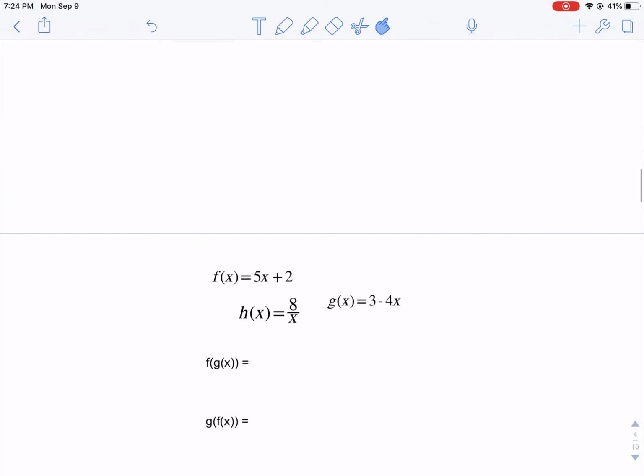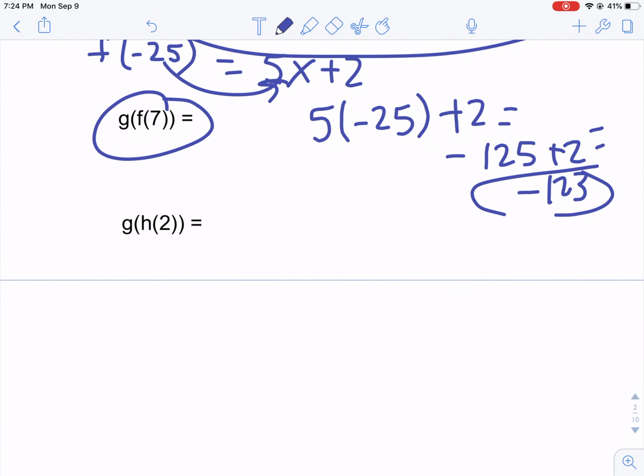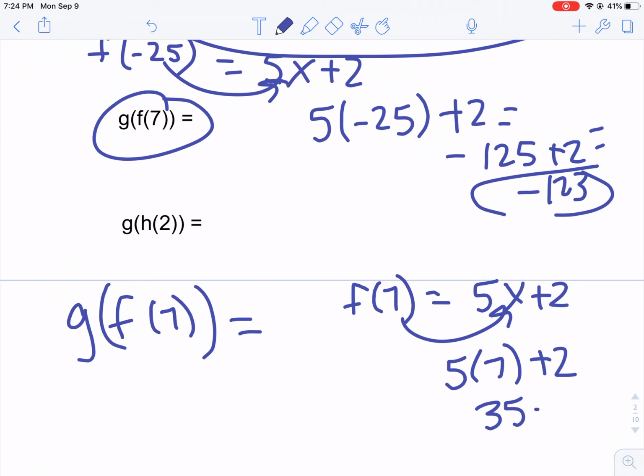So then, actually we're going to go back up. Now we're going to do the second one, which is g of f of 7. This time, we're going to start by finding just f of 7. So I have 5x plus 2. I'm going to put in 7 for x. So 5 times 7 plus 2. It's 35 plus 2, which is 37.